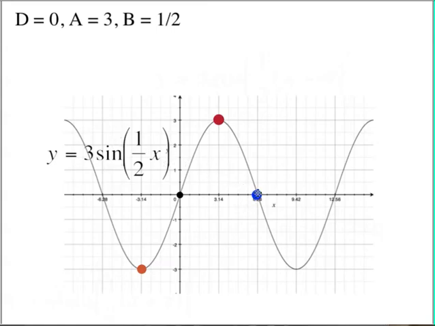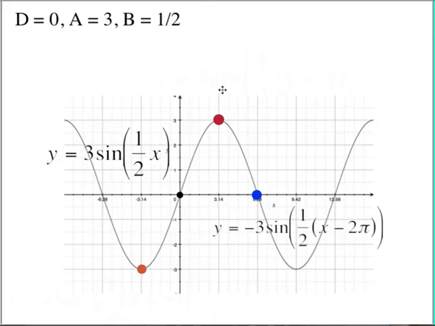This blue dot here is also going to be a sine equation. The only difference is now it's going to be a negative because it's going down to the right. Another difference is that I am no longer on the y-axis. I have a phase shift of 2 pi to the right. So my equation is going to be -3 sine of 1/2 parentheses x minus 2 pi. Remember, when you shift to the right, it's x minus.